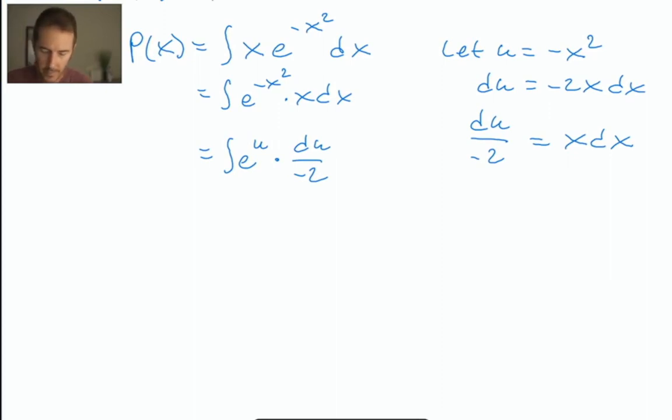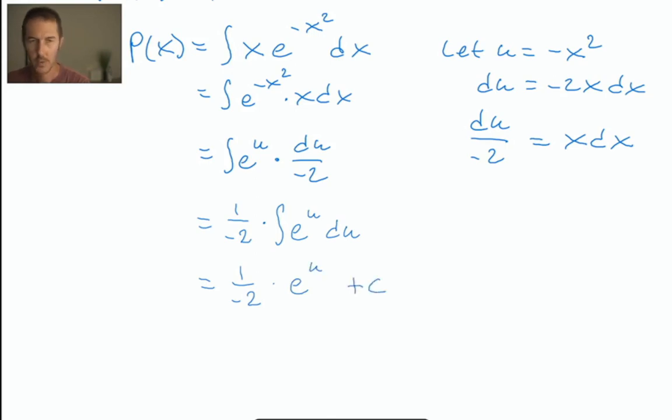And let's factor that division of negative 2 out of the integration process. Now that I know how to integrate, let's keep the constant multiple of negative 1/2. The integral of e to the u is e to the u plus c.